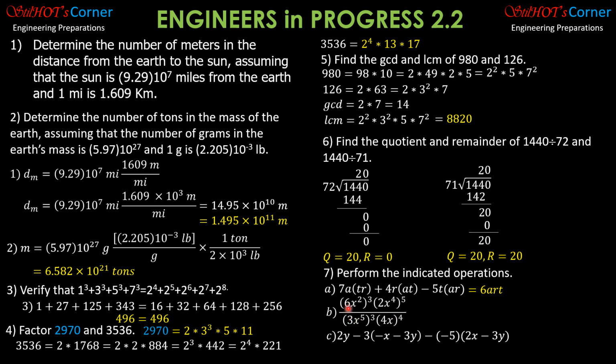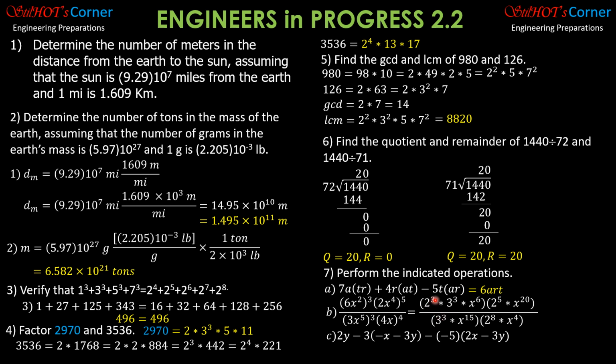For part B, this is 6x squared quantity cubed times quantity 2x to the 4th to the 5th divided by quantity 3x to the 5th cubed, then times quantity 4x to the 4th. 6 is 2 times 3, so this is 2 cubed times 3 cubed times x to the 6. Then this one is times 2 to the 5th x to the 20. Then divided by 3 to the 3rd, x to the 15. Then times 2 squared to the 4th, so 2 to the 8 x to the 4th.